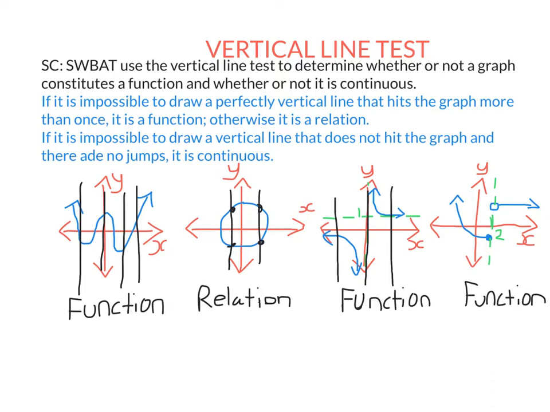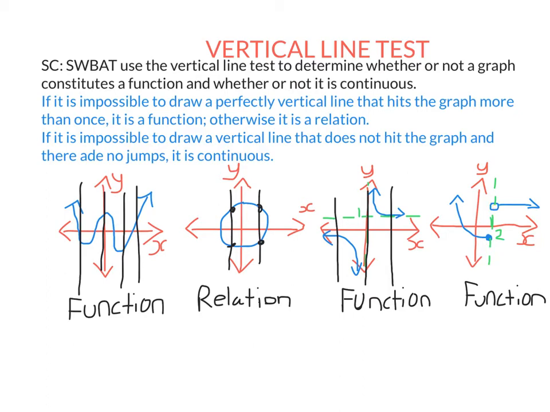And the same is true for that last graph here. It is not possible that I could draw a perfectly vertical line that would hit this more than once. Now, remember, this point here is not included in the function. So this green line only hits the function once down here. It doesn't hit it here because we don't include that point.